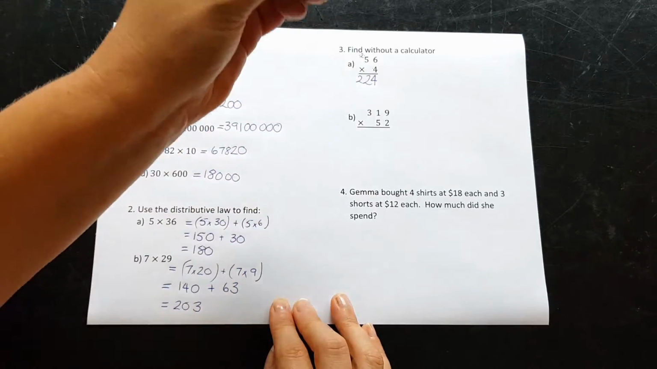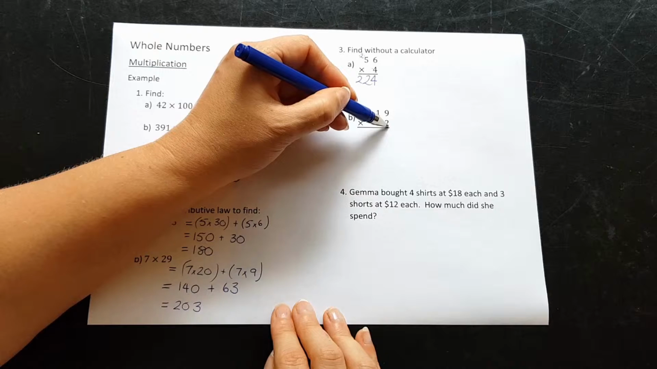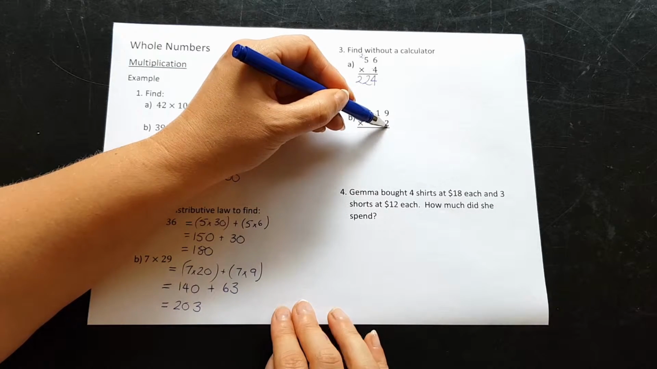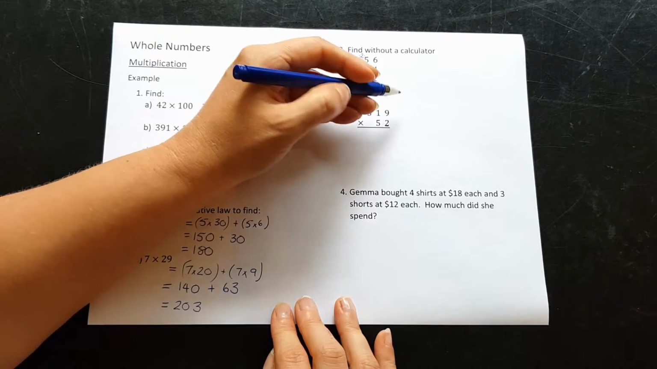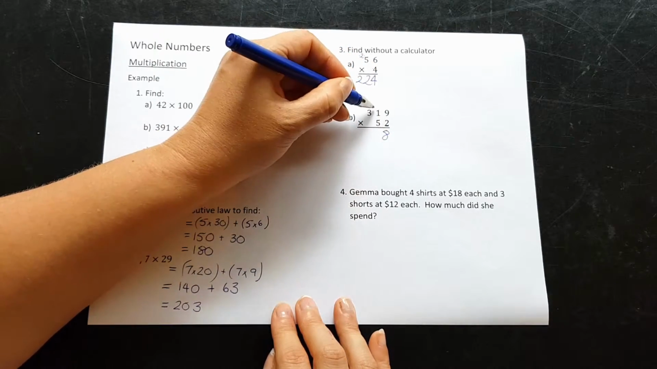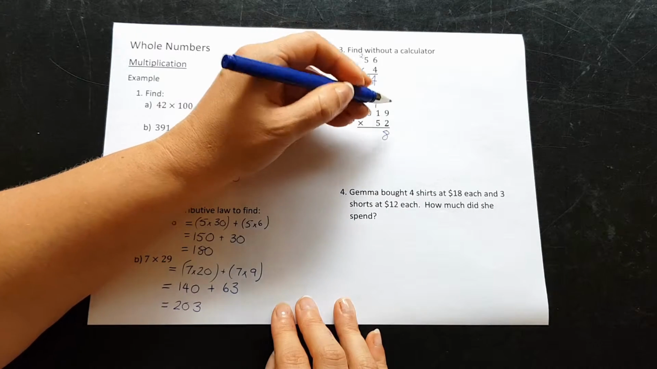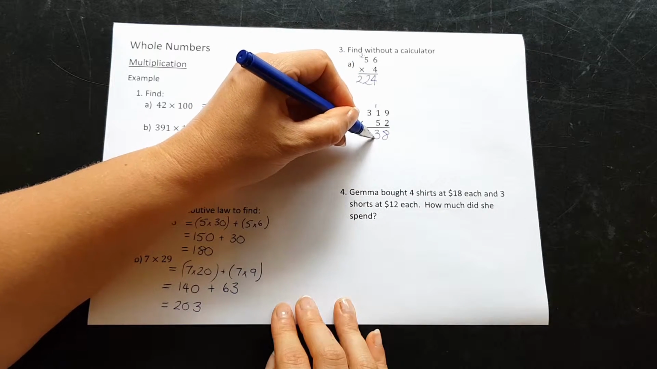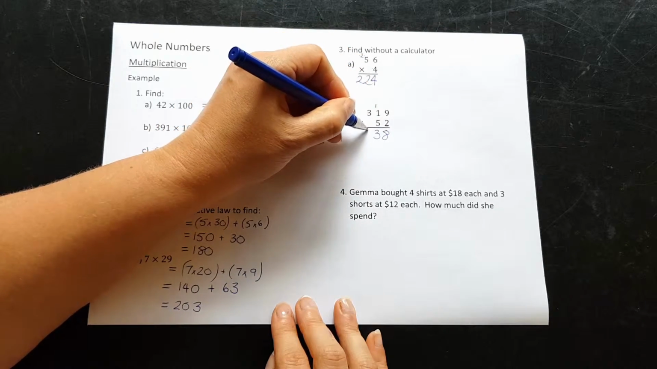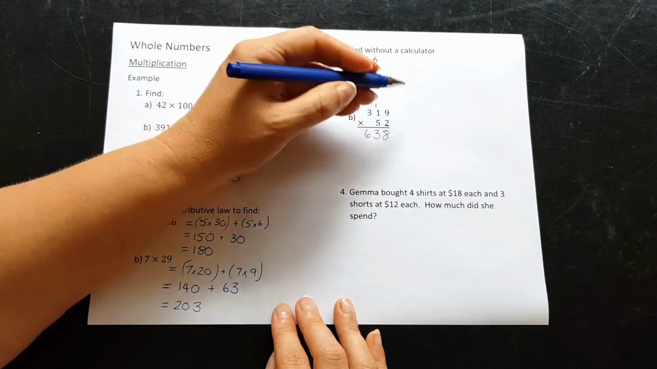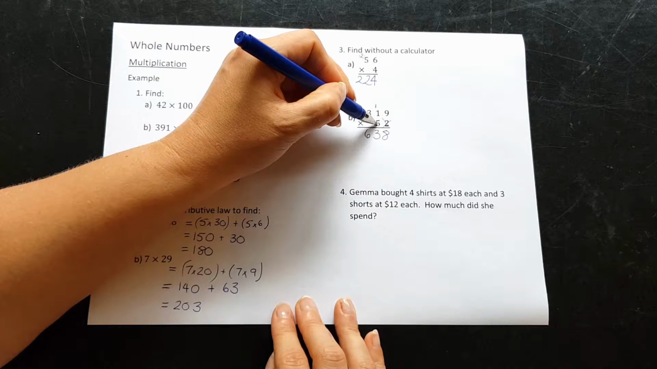In B, we want to multiply by a 2-digit number. So we start with the ones digit of the 2-digit number, and we multiply that by each of these. So 2 times 9 is 18, carry the 1. 2 times 1 is 2, plus 1 is 3 in the second column here. And 2 times 3 is 6. Okay, now that we've done the ones number, we need to move on to the tens.